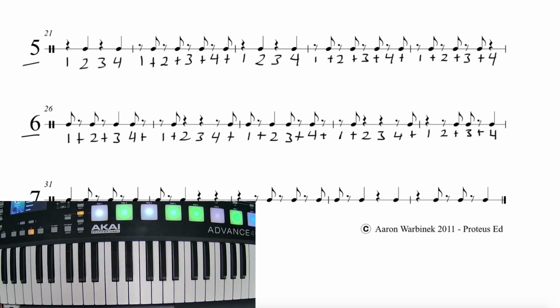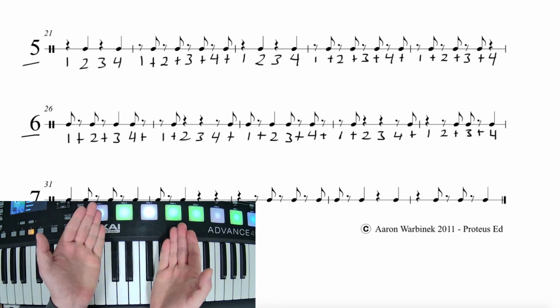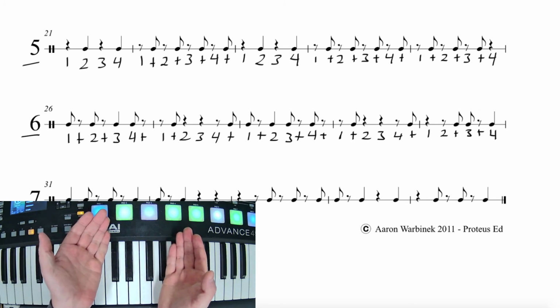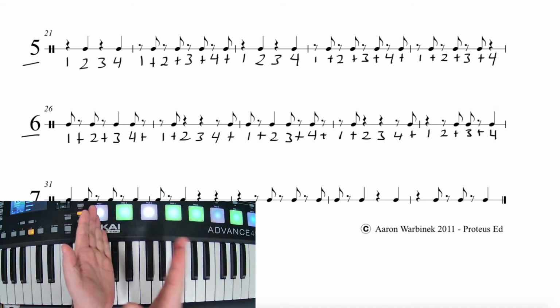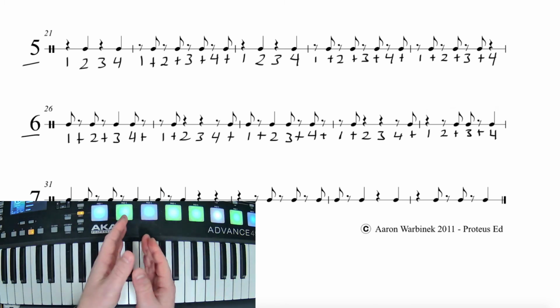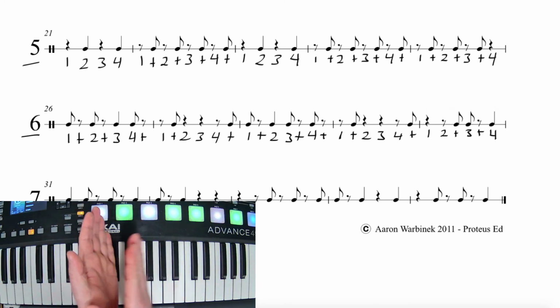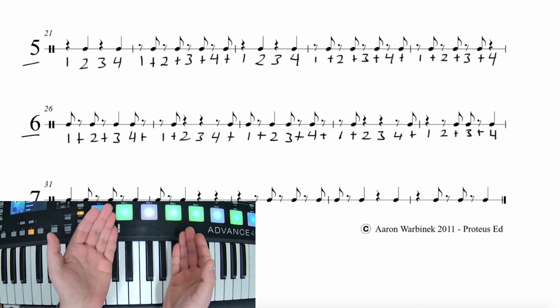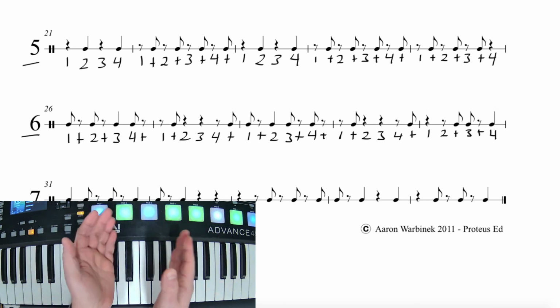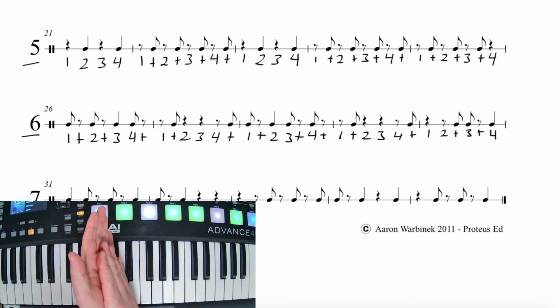Number 6. Here we go, all together, clapping and counting. Ready? 1, 2, ready, go. 1 and 2 and 3, 4, and 1 and 2, 3, 4, and 1, 2, 3, and 4, and 1 and 2, 3, 4, and 1, 2, and 3, 4.